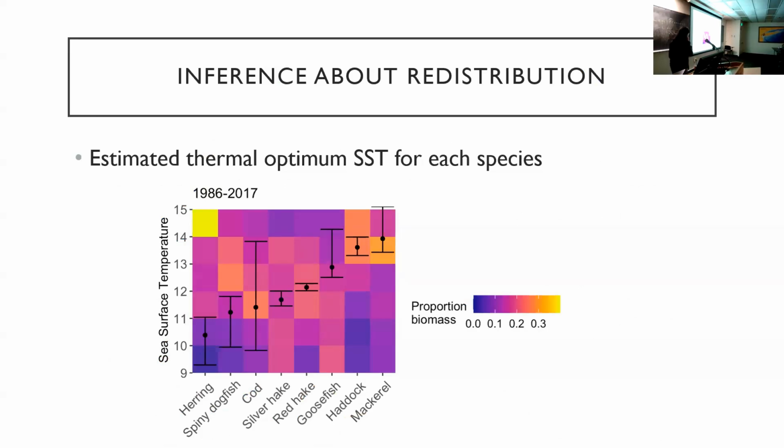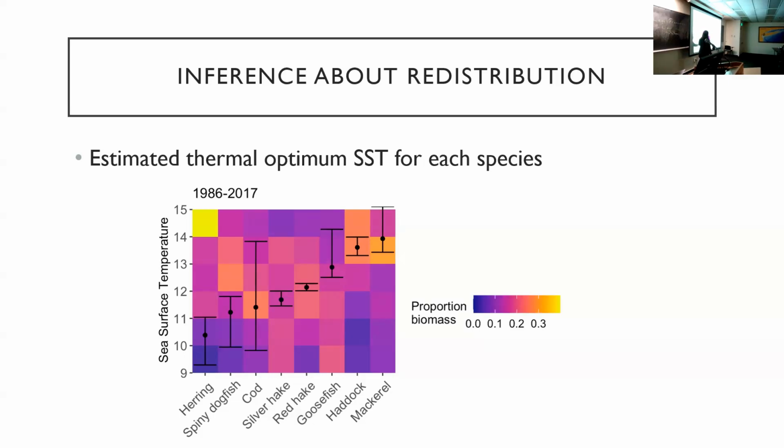These are the posterior mean estimates for those thermal optima. So we're trying to estimate where the species are going. These are the different species in our community, and these are 1 degree Celsius windows, showing the proportion of latent true biomass for each one of these in our model, along with the estimate of that thermal optimum. I'm sorting it by thermal optimum here. So based on our model, the herring, spiny dogfish and cod prefer colder waters as their thermal optimum compared to the fish over here.